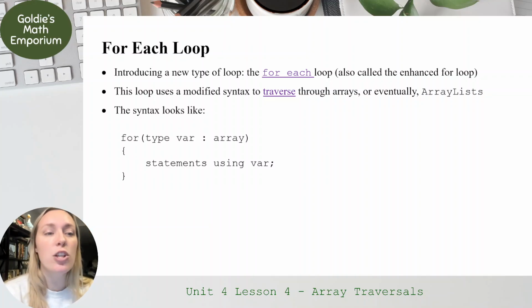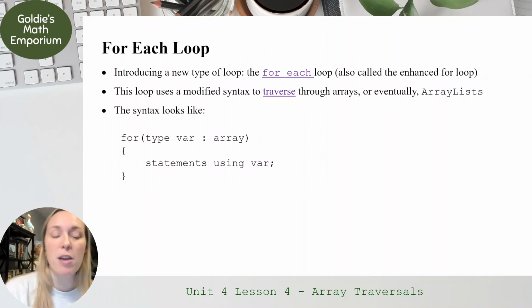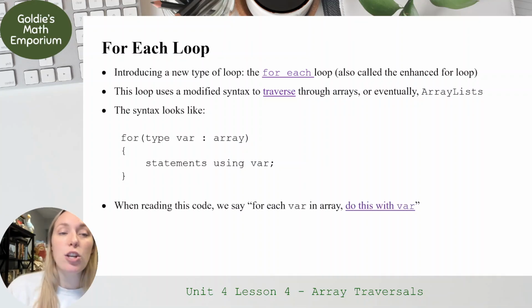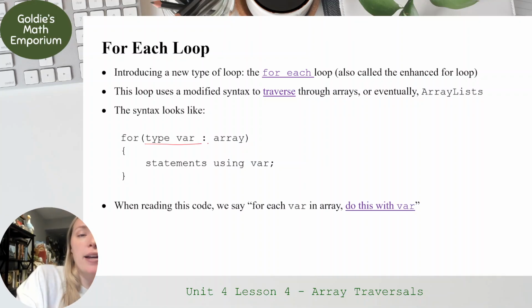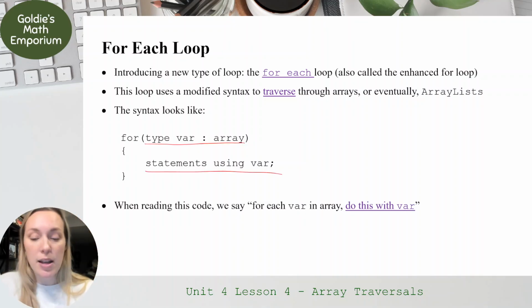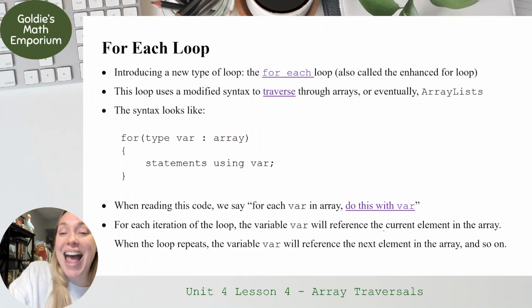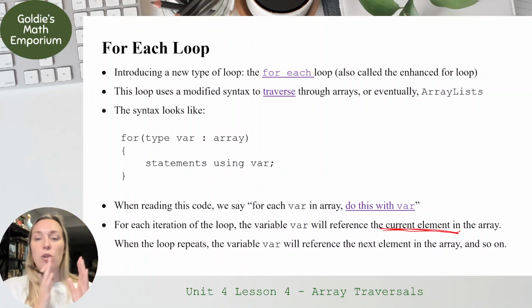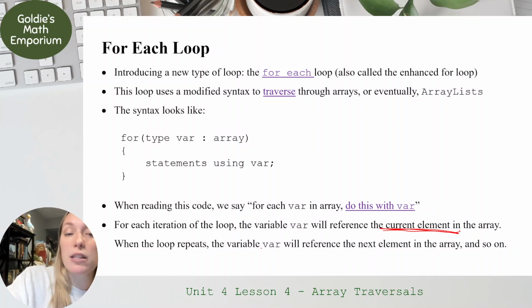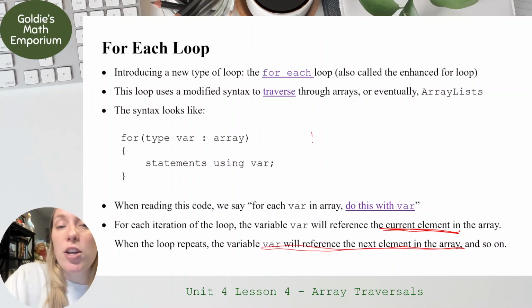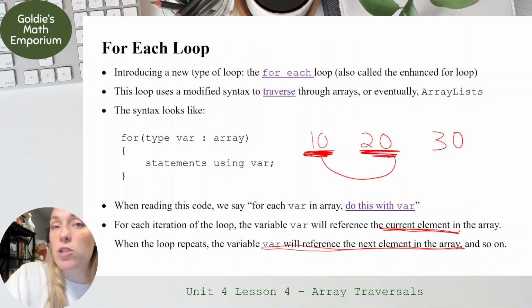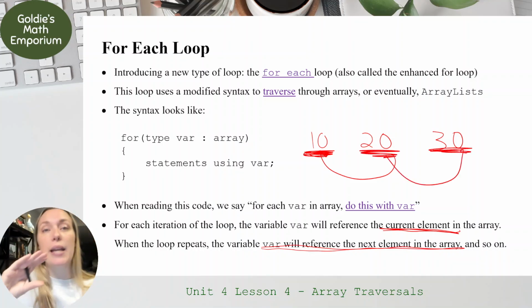It's simplified. So: for type var in array, and then we use a statement using var. So when reading this code, we say for each var in array, do this with var. Now, var represents the current element in the array, as you traverse, starting at the front and going all the way to the end. When the loop repeats, the variable will reference the next element in the array. So if I have an array of numbers, the first time through, var will be 10. The next time through the loop, var will be 20. Next time through the loop, it'll be 30, etc.